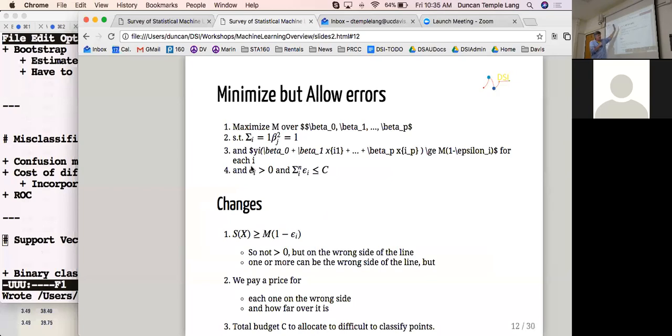So maximize the margin. That's still our goal. Put in this constraint so it's still the distance from the observation to the line, so we can interpret it easily. Then this is the distance from the observation to the line, and this says make it positive if it's on the wrong side, on the negative side, so they're never going to cancel each other out.